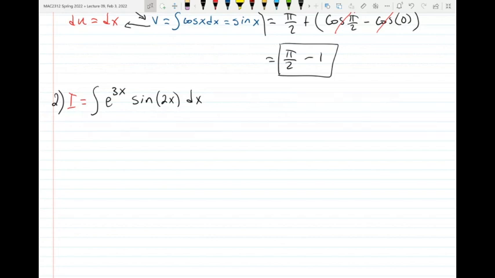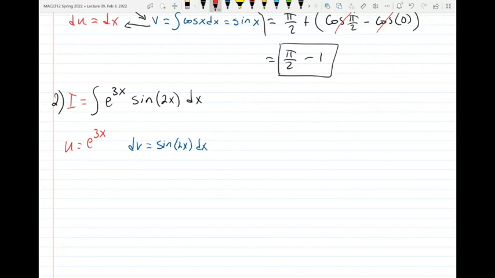Okay, let's see. I will let you decide. What do you want to pick for you? Do you want the exponential or the sine function? Okay, so let's pick U to be the exponential. So U is going to be equal to e to the 3x. So dv then is sine of 2x dx.